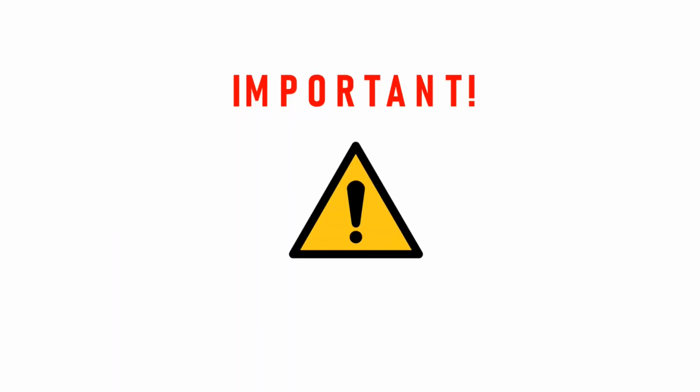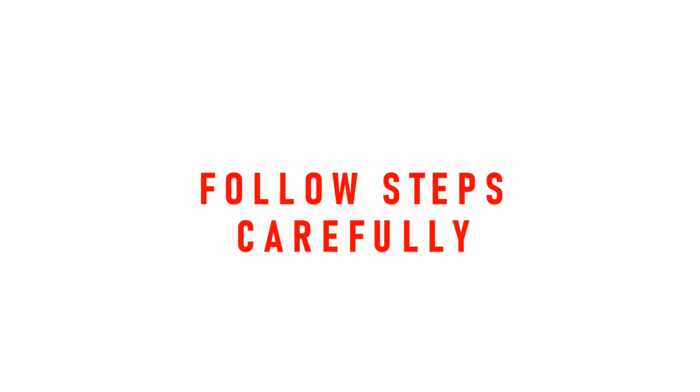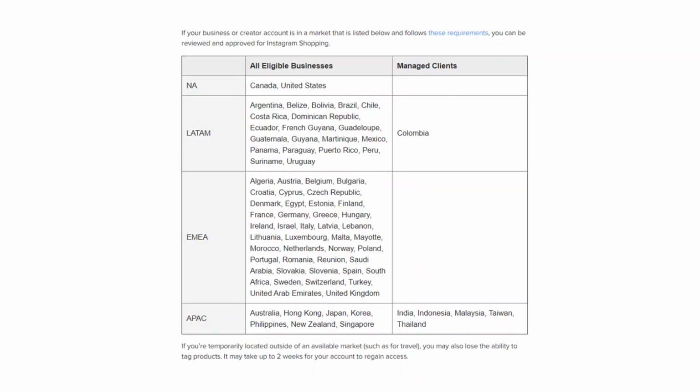Before I begin to show you the process, there's a few things that you need to know which are really important. Firstly, as I said, it's an application process and it's difficult to reapply for the same account if you get rejected. So you're going to want to follow these steps really carefully and make sure you don't miss anything. Secondly, product tagging is only available in these countries right now, which could change by the time this video's up, but I will link it below, and you must check whether your country is on the list. If it's not, then you'll automatically get rejected.